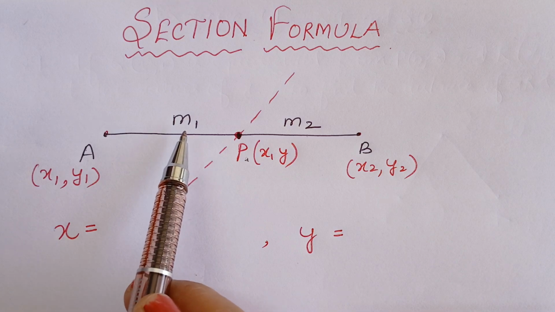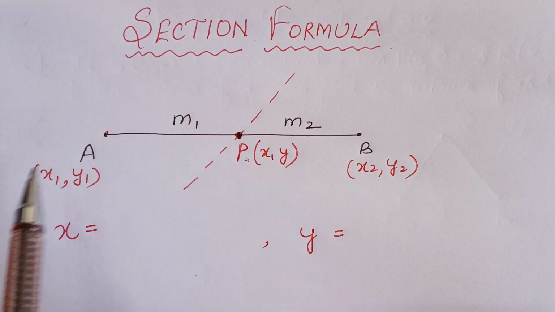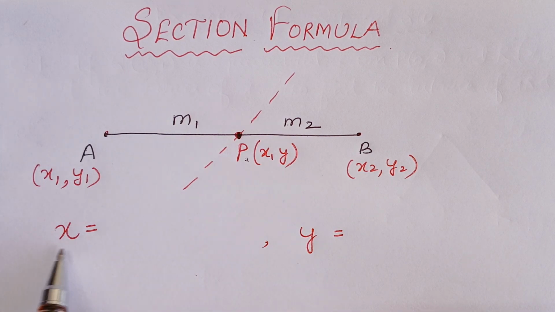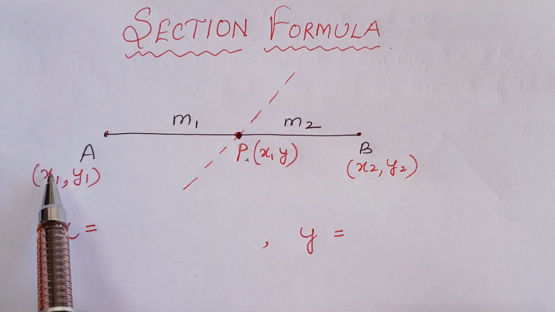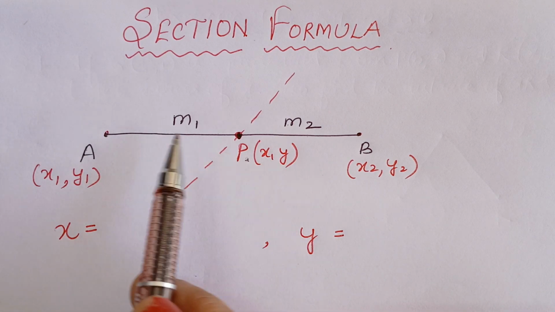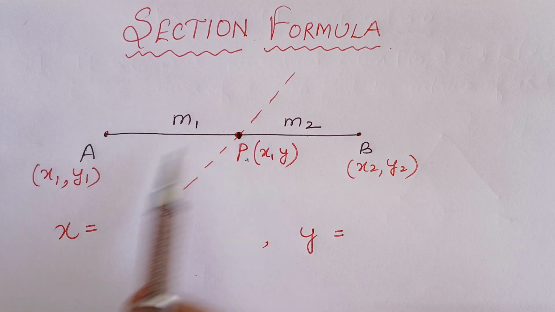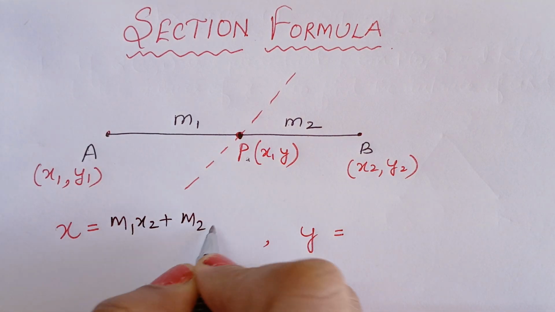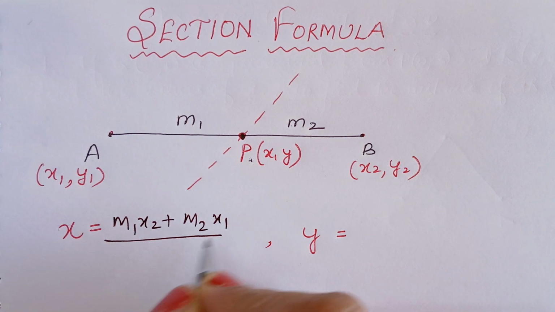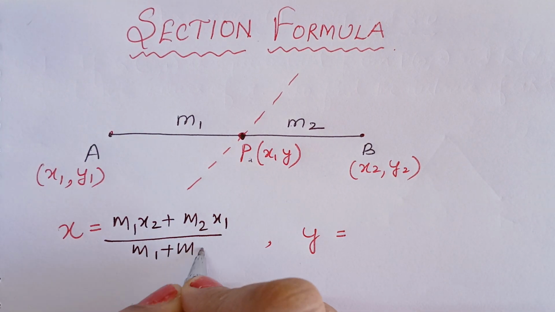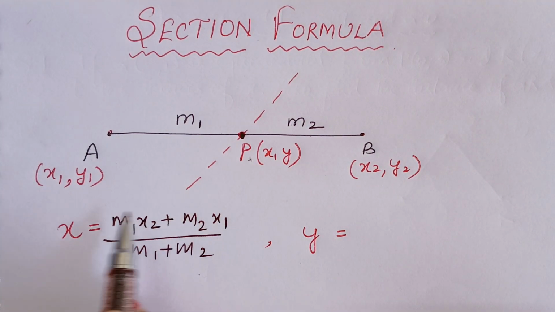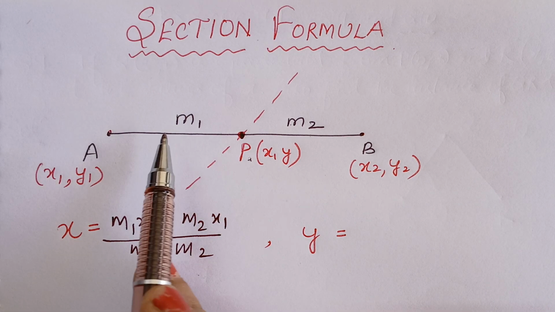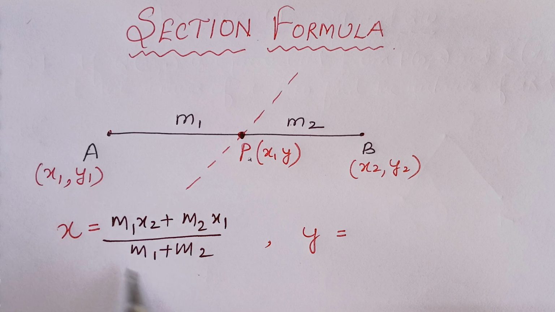Section formula is m1 x2 plus m2 x1. If it is x, I have to just take the cross thing, and only the x coordinates I have to take. So this will be m1 x2 plus m2 x1 divided by, I have to add the ratio. So using this, I can find the value of x because x1, y1 and m1, m2, x2, y2, everything is given here. So I can find the value of x.